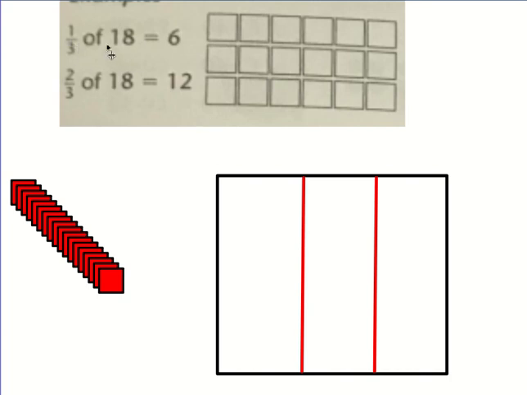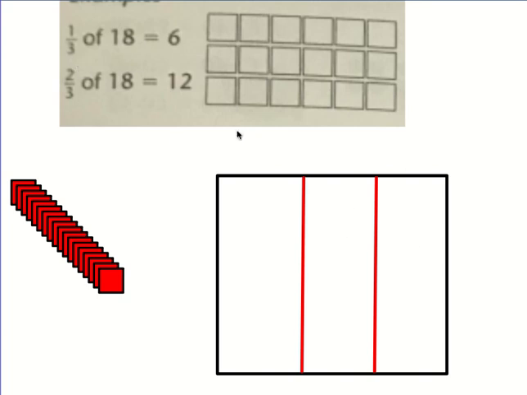The first thing I've got to do is find a third of 18. It tells me my answer is 6, and we're going to make sure that is correct. And it then tells me that 2/3 of 18 is 12. And again, we're going to make sure that these answers are indeed correct and we know how to find out if they're correct.